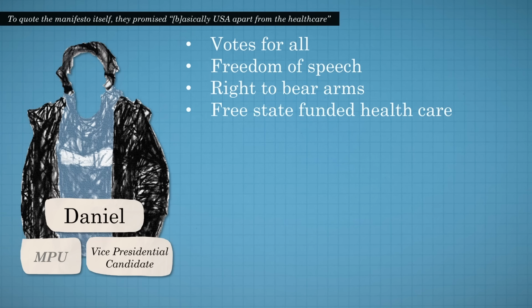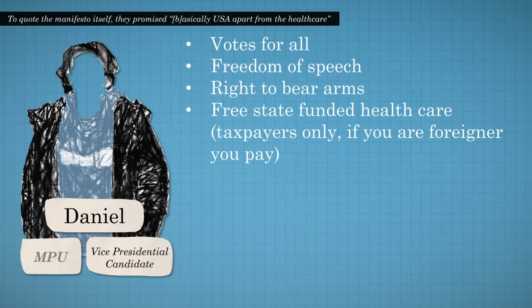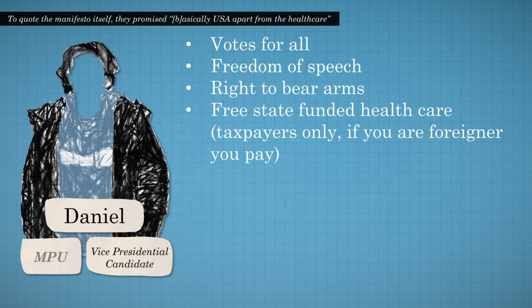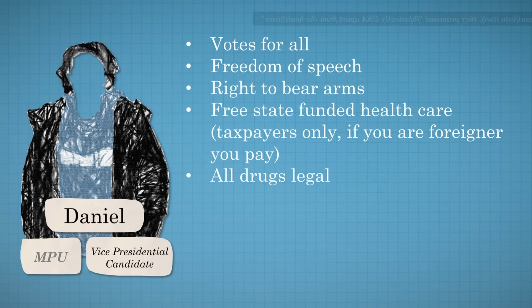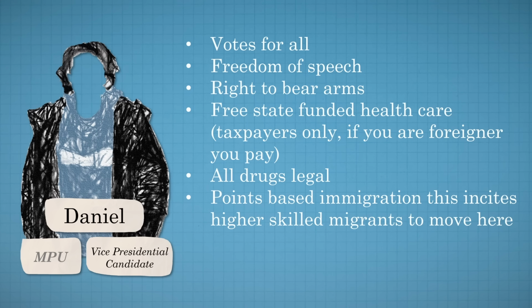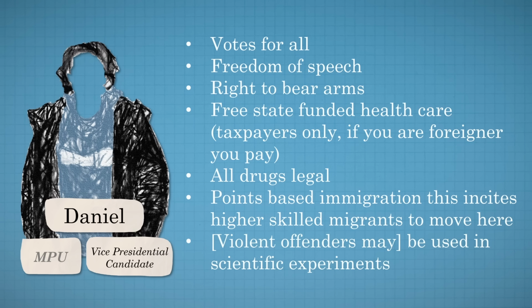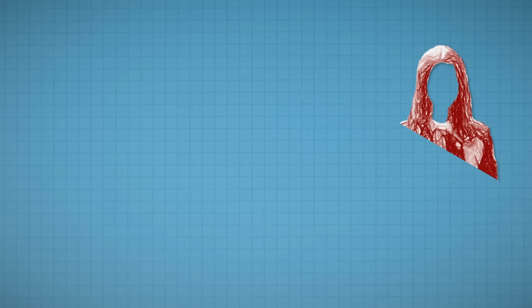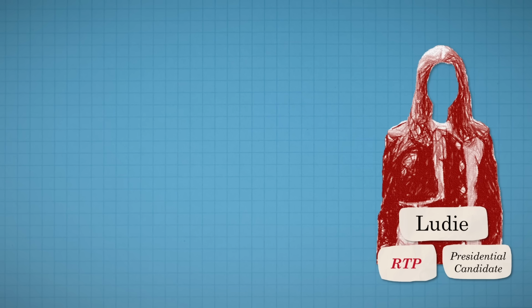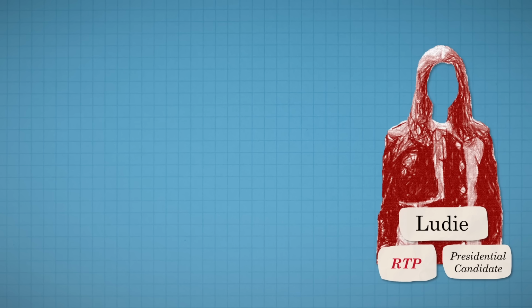They also promised free state-funded healthcare for taxpayers only. If you're a foreigner, you have to pay. The legalization of all drugs, a points-based immigration system to incite high-skilled migrants, and the use of violent criminals in scientific experiments. Wait, what? In opposition to the Moderate People's Union was the self-styled Social Democrat Ludi.